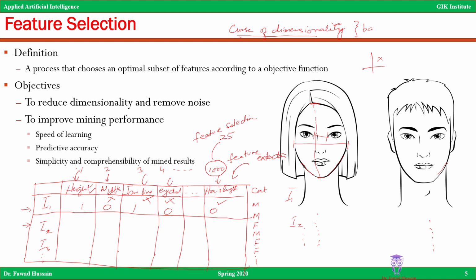So that's another reason you would want to apply feature selection. And of course, any algorithm that you apply on a data set of size 1000 versus the same algorithm applied on a data set of size 25, maybe this one is going to be a lot faster as well. So speed is there, accuracy could be improved, and comprehension is also improved. So these are the major reasons you would like to do feature selection. So up to now what we have discussed is what feature extraction is, what feature selection is, the difference between the two, and why we would do either one of them.